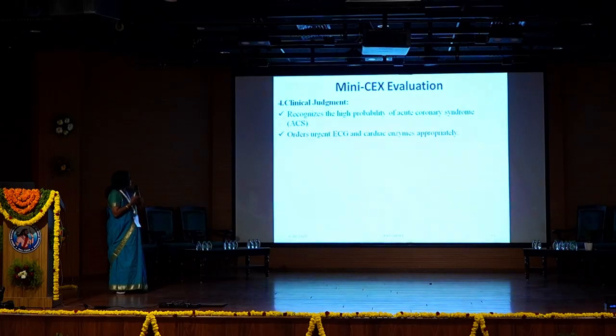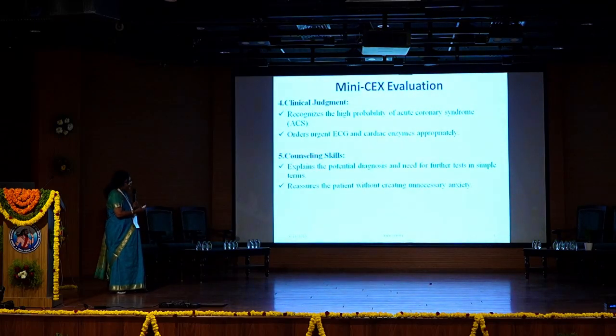And then clinical judgment. Whether the student recognizes the high probability of acute coronary syndrome, and orders an urgent ECG and urgent cardiac enzymes appropriately for the case when it is being given to the student. That is clinical judgment. And they all have a rating scale, okay, from 0 to 5.